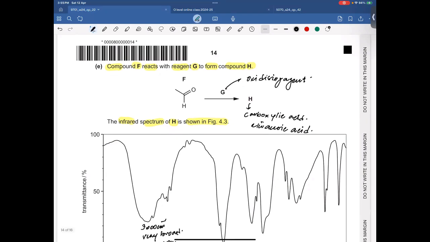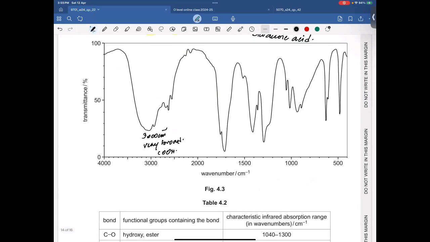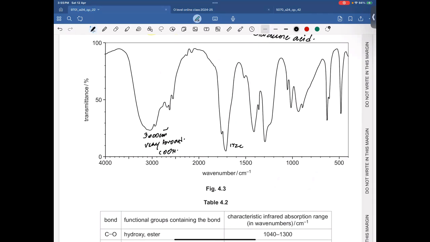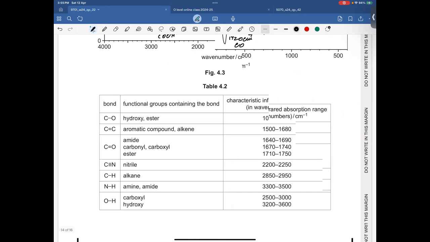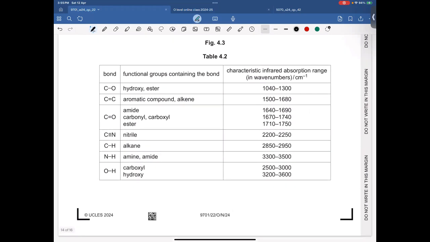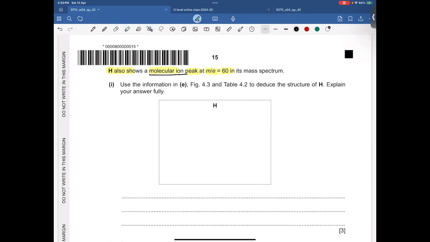Okay, let me show you one thing. This is 1500, 1600, 1700, 1720 पे एक और peak है, and that peak basically carbonyl group को represent करेगा. Okay. H also shows a molecular ion peak at M by Z of 60. So if the molecular ion peak appears at 60, it means the compound has a molecular mass of 60, and 60 is the molecular mass of ethanoic acid.